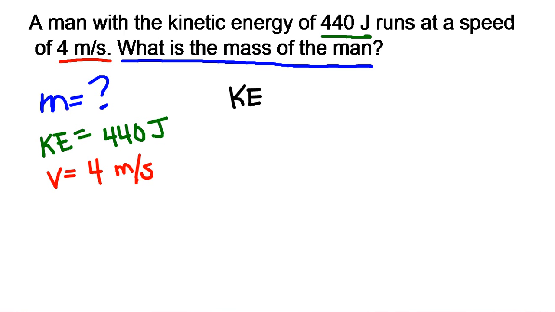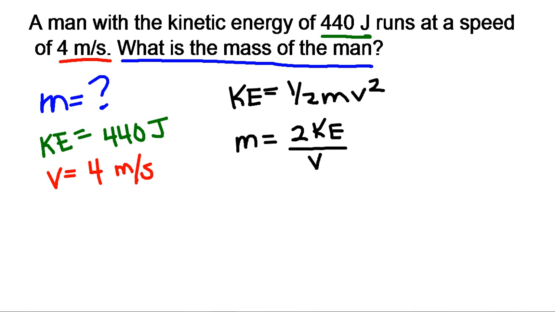Step number 3 says write the equation. KE equals 1/2 mv squared. But wait, I'm not solving for KE, I'm solving for mass. So remember how I had you write down that equation, solved for m? I'm going to use that one this time. M equals 2 times the kinetic energy divided by velocity squared. And so now I can enter my numbers for my variables. I'm trying to find mass.